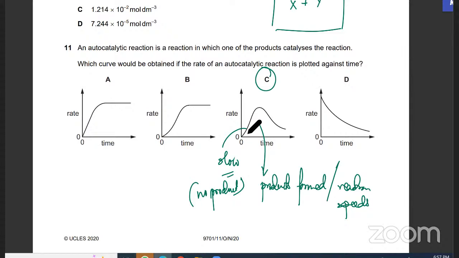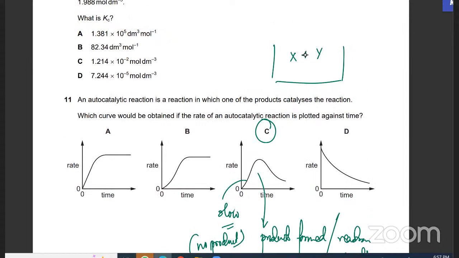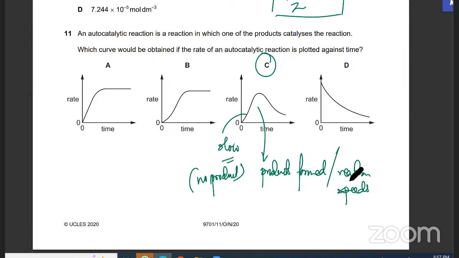Yes. Again, after some time, X and Y will react and the product will start forming. Once the product forms, the reaction speeds up. Why? Because the product is the catalyst. So the curve will go up because the reaction will speed up, and the rate of the reaction will be higher.